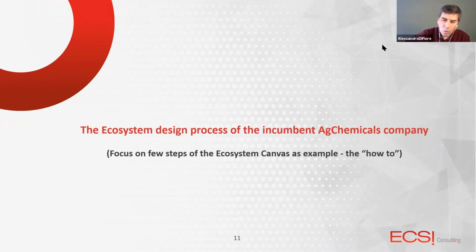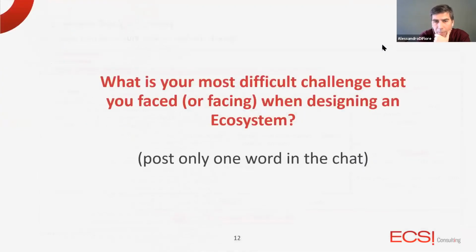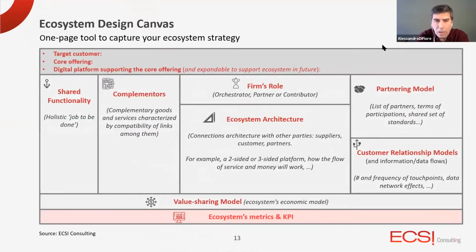I don't think there is enough time to go through all the elements of the canvas here. So how do you create a shared functionality? How do you identify the ecosystem architecture? But I want to go through a couple of steps which, at least in my experience and in the experience of some of the companies I observed, were the most difficult, and also the ones where there was a major misunderstanding. So this is the canvas. We will cover the shared functionality with an example. We will cover the complementers with another example, and we will touch base briefly on the firm's role and on the misunderstanding that you need to be an orchestrator all the time.